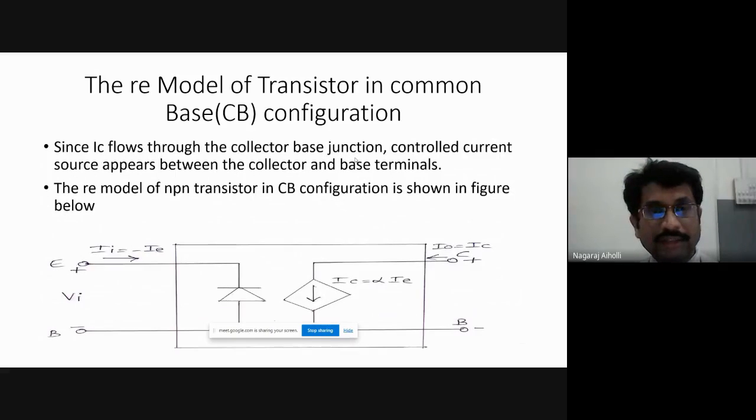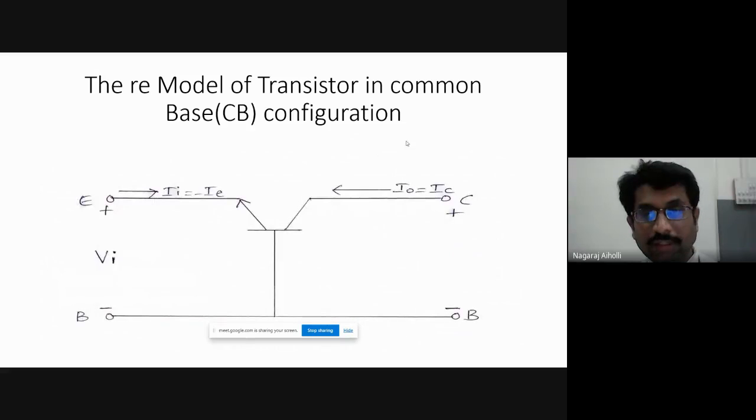Now, this collector current IC is flowing between the base to collector junctions. Yes or no? Therefore, the controlled current source, which is a representation of IC equal to alpha IE, is placed between collector and base, because the collector current is flowing between the collector to base junctions. Are you following here? Yes.